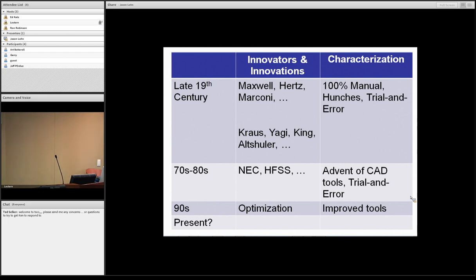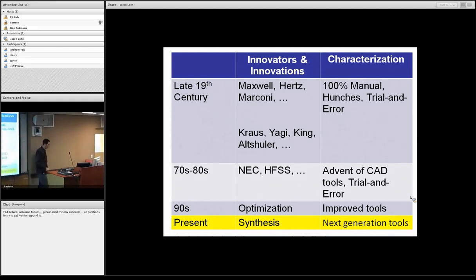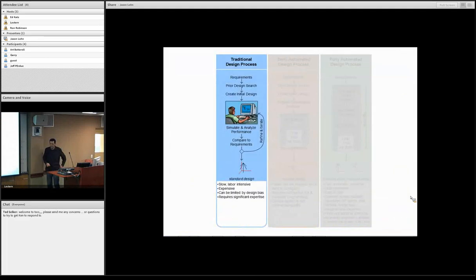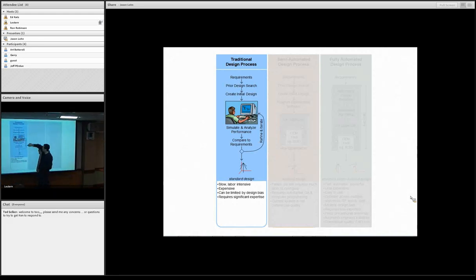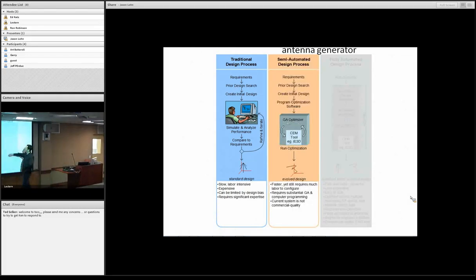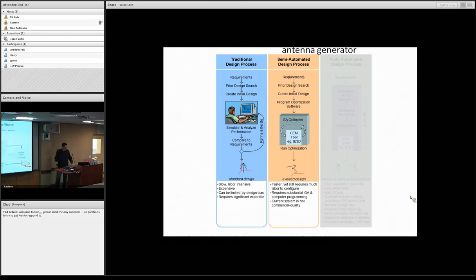Optimization came in the 90s, with improved tools. And then what I like to say is synthesis is the unexplored domain in antenna design that has not been looked at. And that's some of my research. There is a three-step process, three types of antenna design we've seen over the years: the traditional design of getting requirements in, coming up with the design, iterating, simulating, comparing to requirements, and you do this loop, and you come up with standard designs. And then a semi-automated process is where you can let the computer do some of the design work for you. Again, you start with requirements, go through an initial design, put it into an optimization and get something out. The third one I'll talk about later is the synthesis thing.